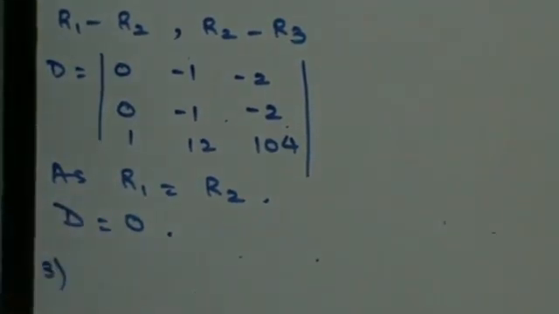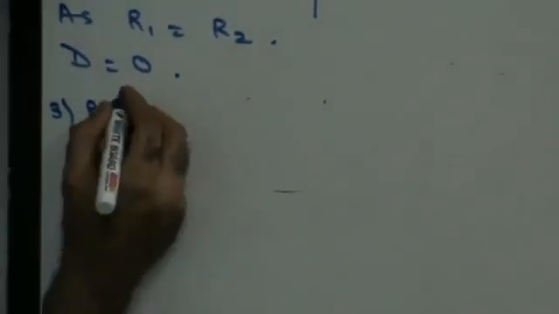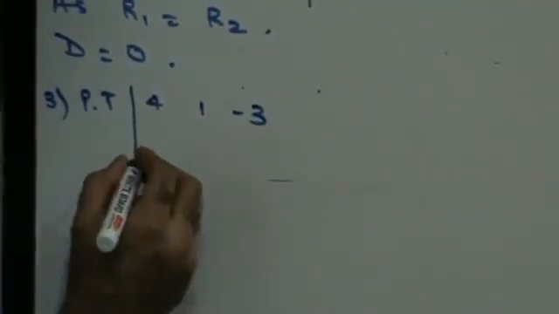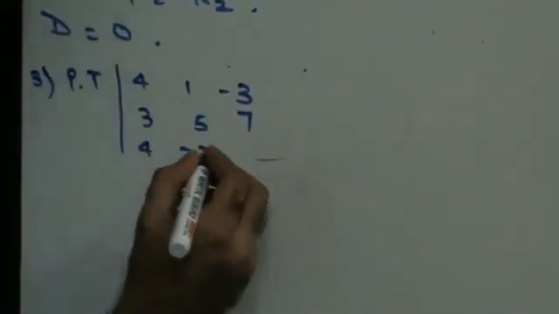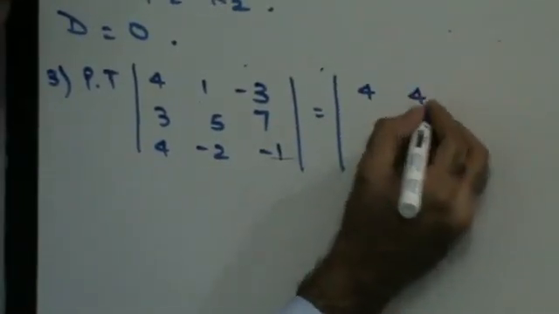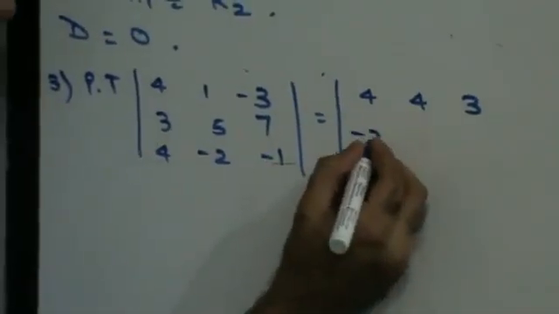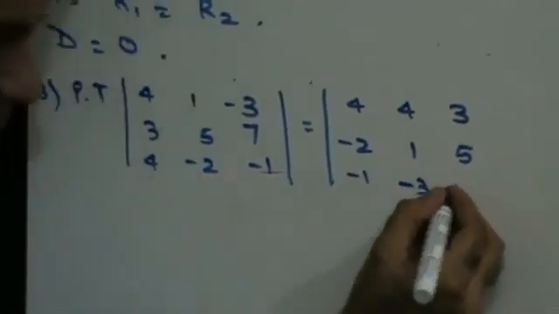Next, prove that the determinant with rows 4, 1, minus 3; 3, 5, 7; 4, minus 2, minus 1 is equal to the determinant with rows 4, 4, 3; minus 2, 1, 5; minus 1, minus 3, 7. Now, I have to prove these two are equal. So let's start with the LHS.